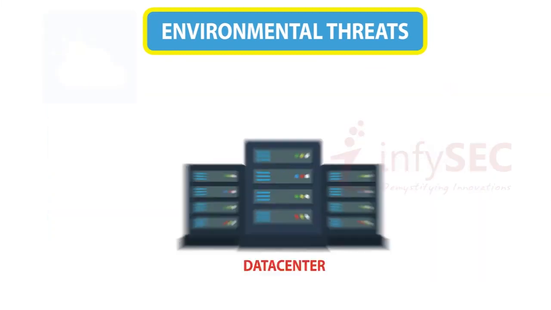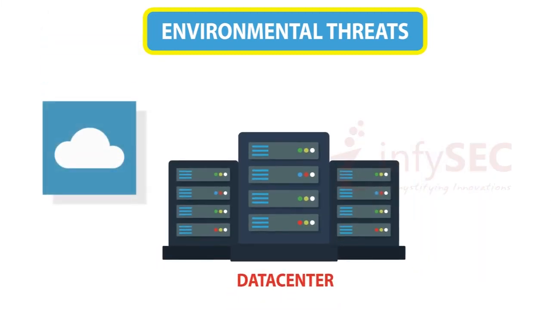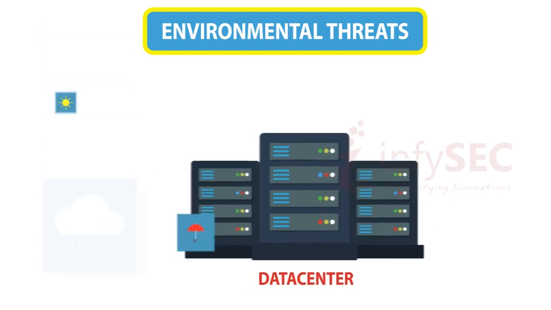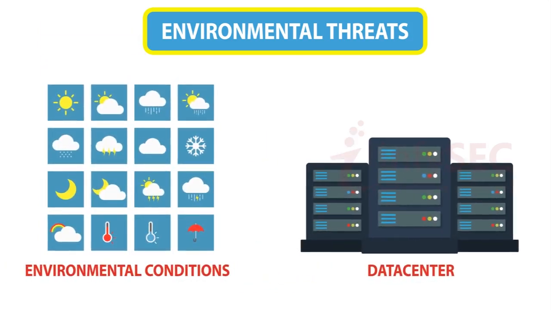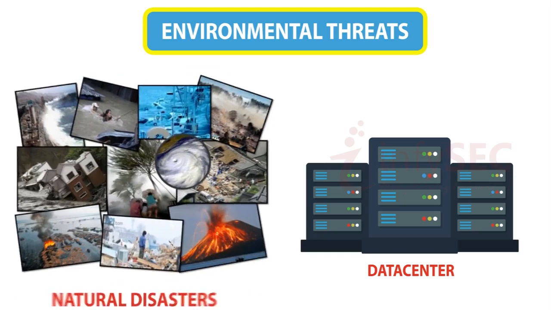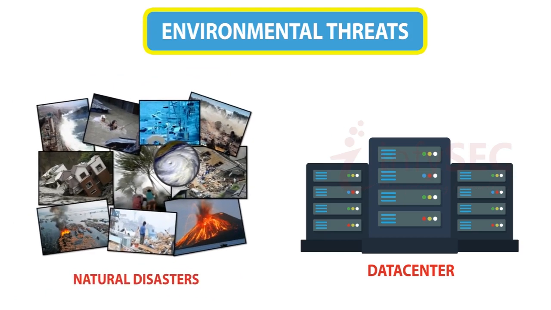In times of extreme temperatures, humidity, power failures, heavy downpour causing floods, etc., the environmental conditions pose a great threat to the information system in one way or the other. Apart from this, natural disasters like earthquakes, floods, tornadoes, or landslides pose a threat to an information system.